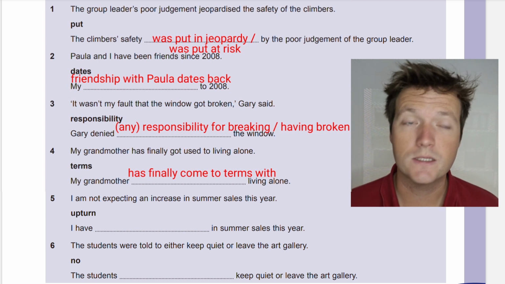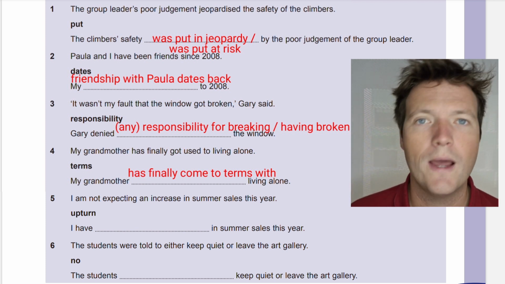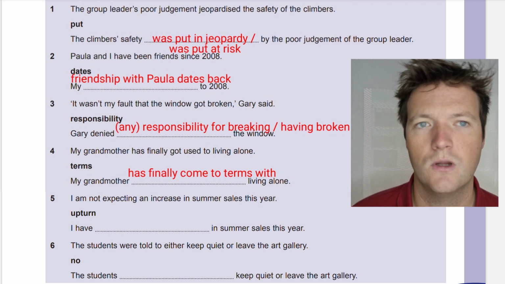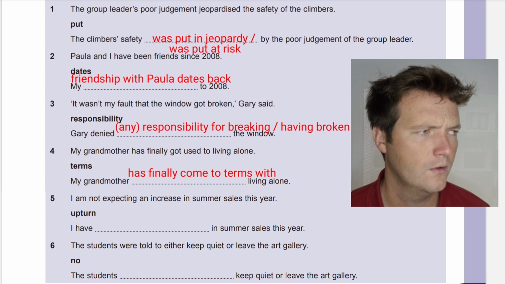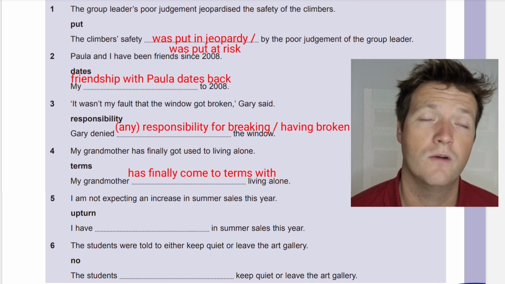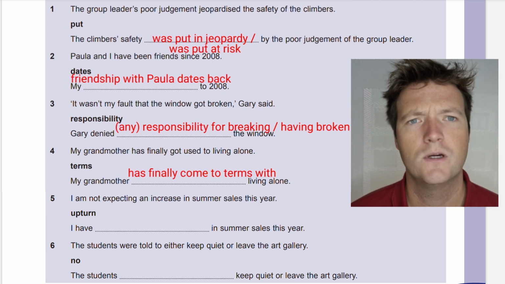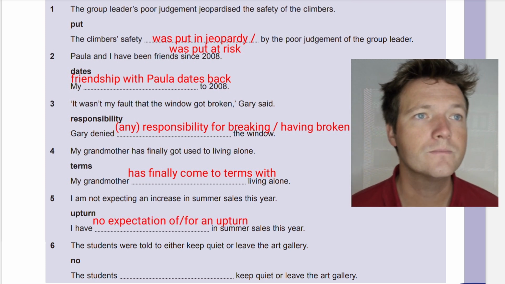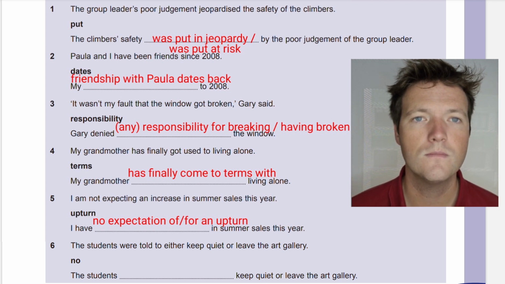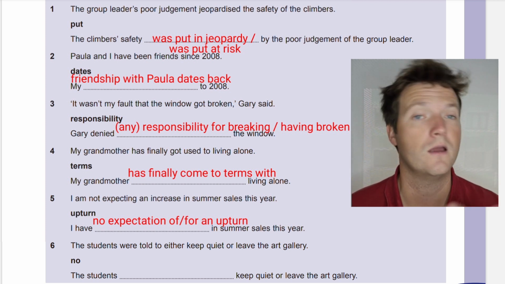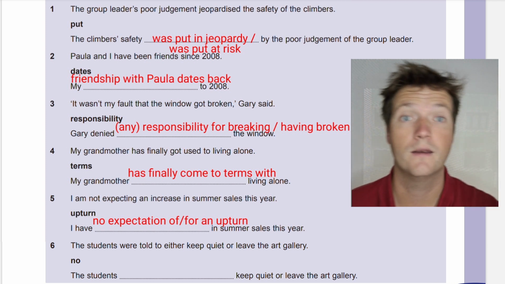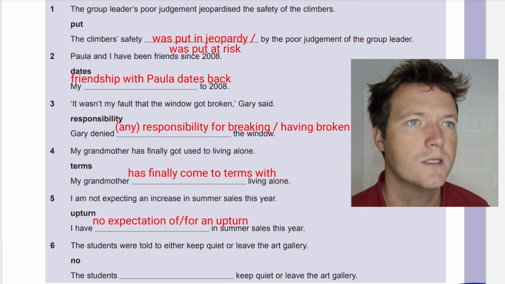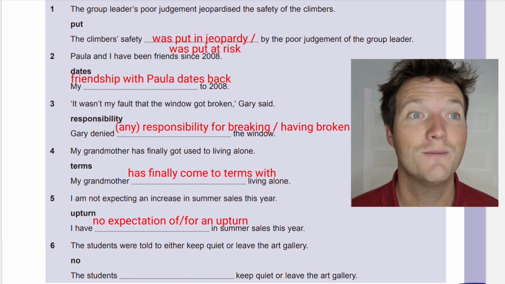Well, if I'm not expecting something, I have no expectation. I have no expectation of, or for. I have no expectation of, I think I would say. I have no expectation of an upturn in summer sales this year. Yeah. I'm not expecting, I have no expectation of an upturn in summer sales this year. Yeah, I don't think it's going to be a particularly productive summer.